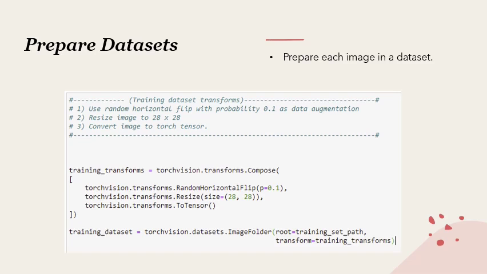This is an example of training. In addition to the other two, there's a random horizontal flip, as you can see here, with a probability of 0.1 to have a better training. And we have a resize function, which resizes the image to 28 times 28 pixels, and it also transforms the pixels to a tensor.